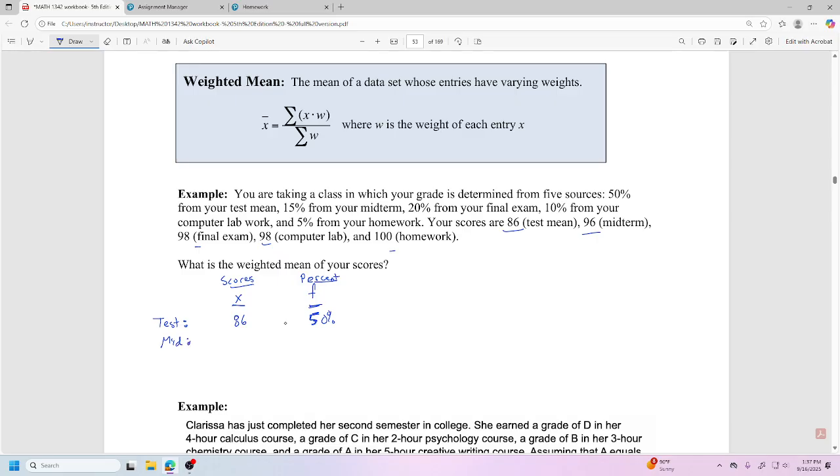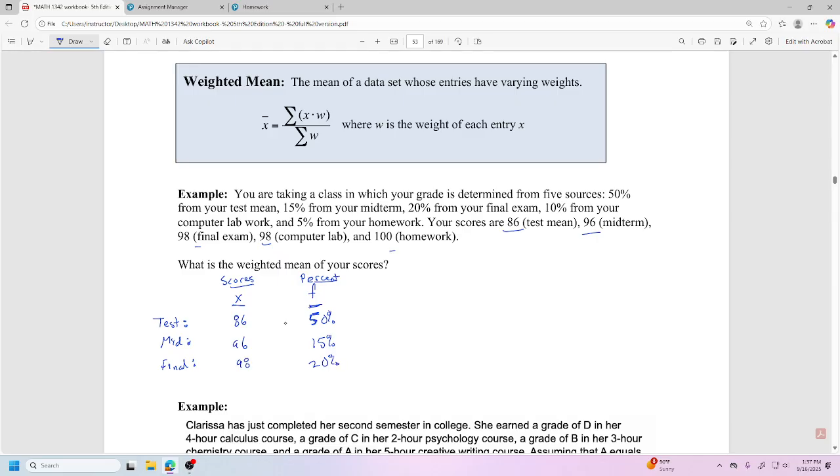And then we got the midterm. Again, for the midterm, they're saying it's 15%. But I got a 96. Yep, you got it. No, you're good. And then we got a final, and that is supposed to be 20%. But I got 98. Perfect.